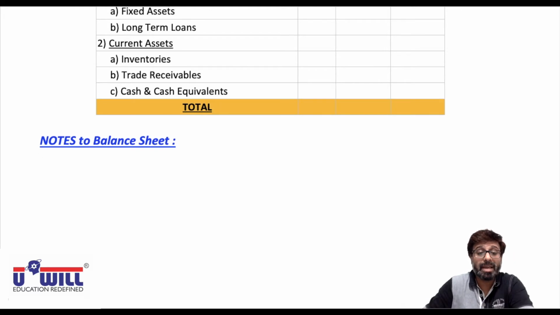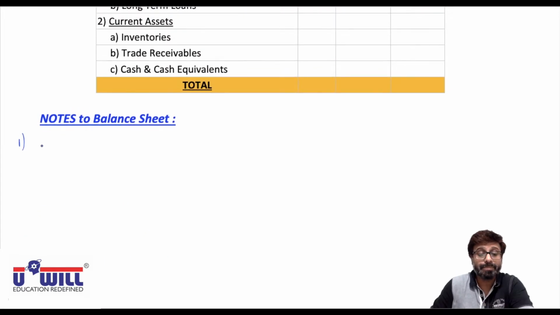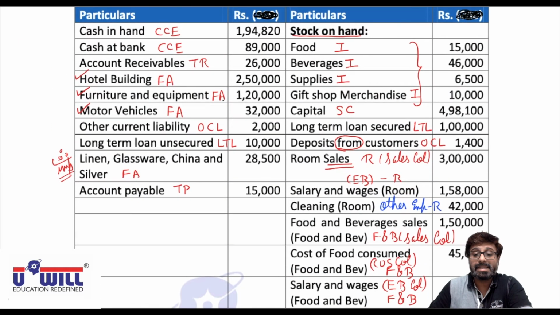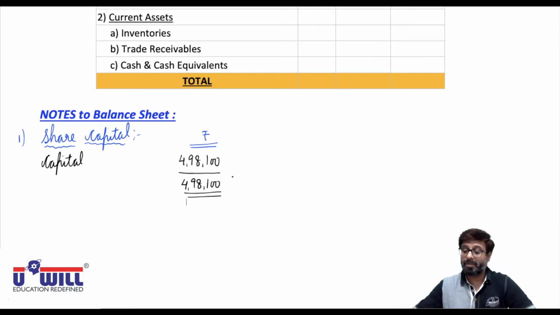Now the first note we will be making is for share capital. Let us see in the information, we have already marked it as SC. This capital, all of you can see, is 4,98,100. That will come in share capital. Only one item, so the total is also 4,98,100. Notes to balance sheet we are making first.